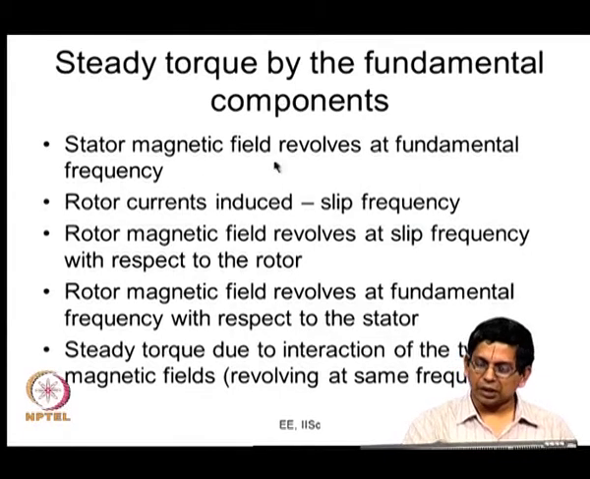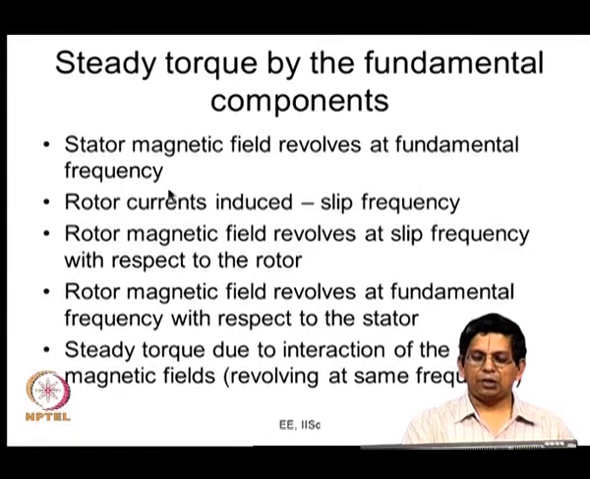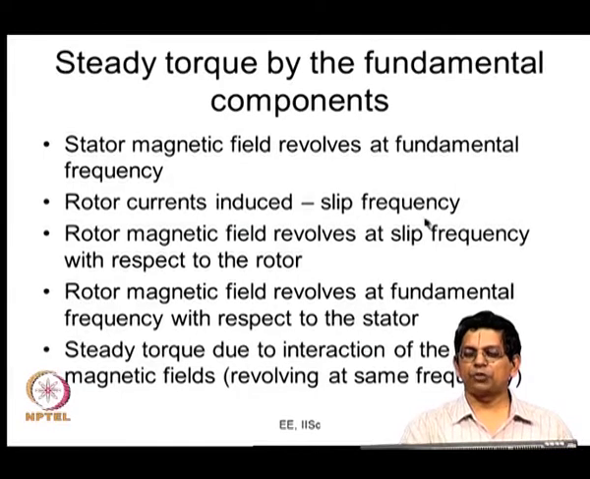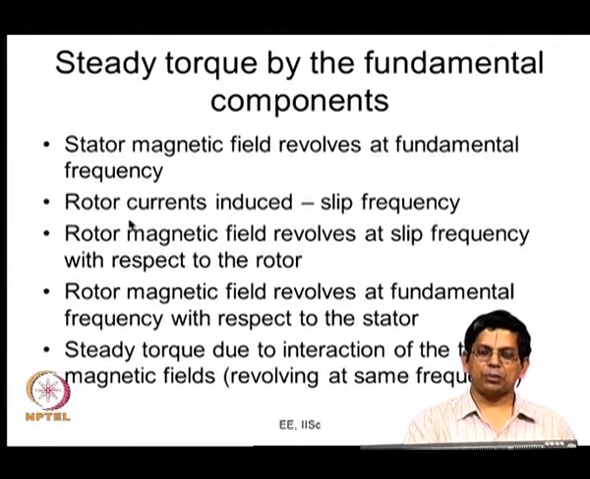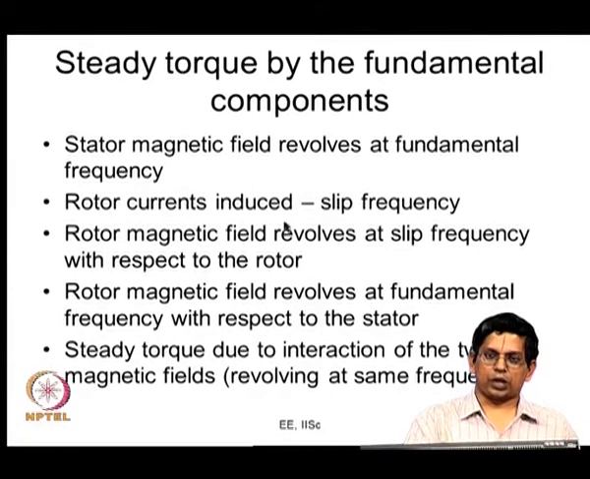So, the stator magnetic field revolves at the fundamental frequency, and some EMF is induced in the rotor. That is at slip frequency. So, this MMF wave goes past the rotor at slip frequency. So, slip frequency EMFs are induced in the rotor, and the rotor provides a shorted path, and therefore you are going to have slip frequency rotor currents.